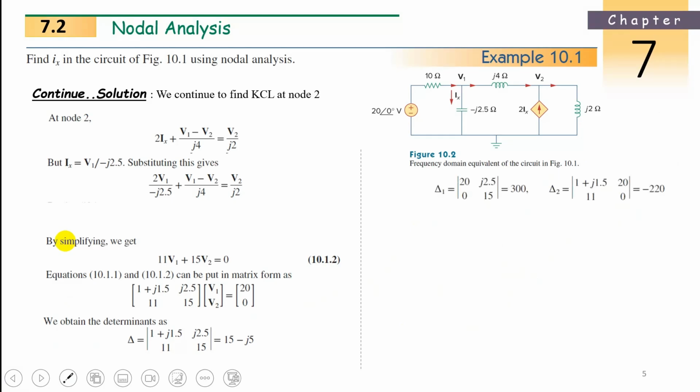Now coming to the second one. How will we get the second matrix? We have to just remove the first column with the equal to other side.